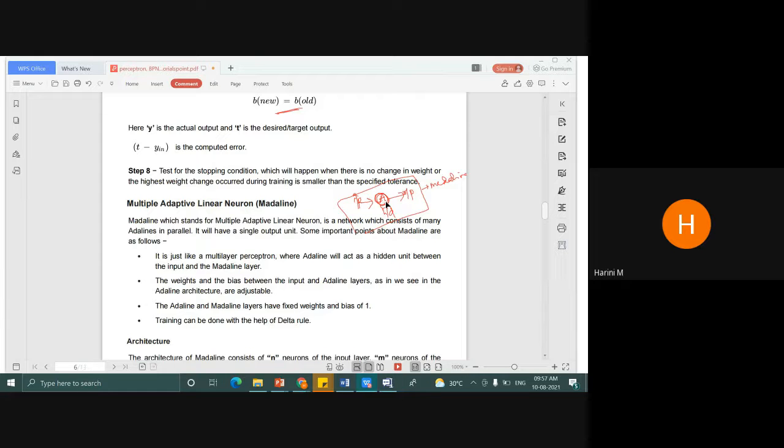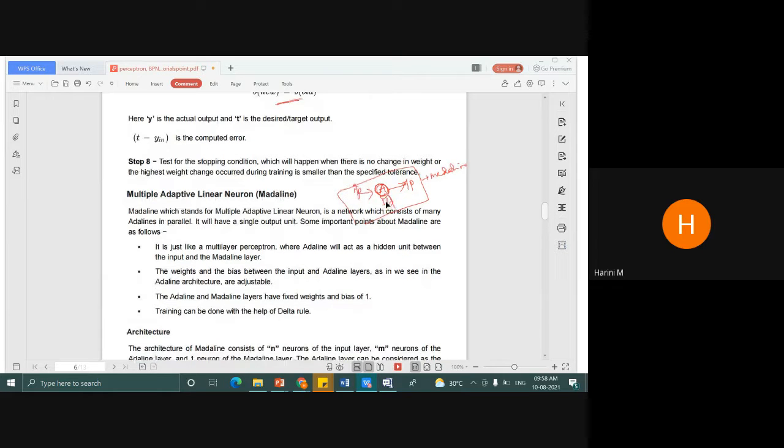Okay, very simple. Just go with the flow. You don't have to memorize anything. The basic version is a perceptron, and with perceptron you can have a single unit or multiple units. And with perceptron, if you add back propagation, it is known as Adalin. And if you have this Adalin as a hidden layer, then that is known as Madalin. Just go with the flow. It will be very easy.